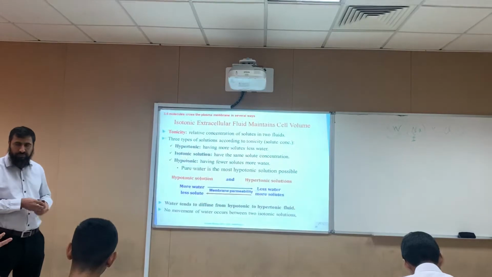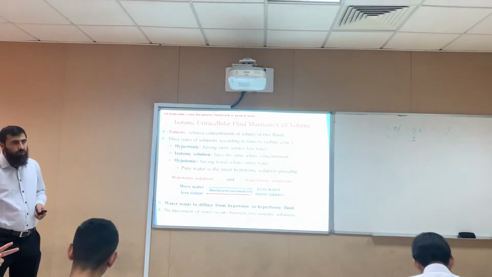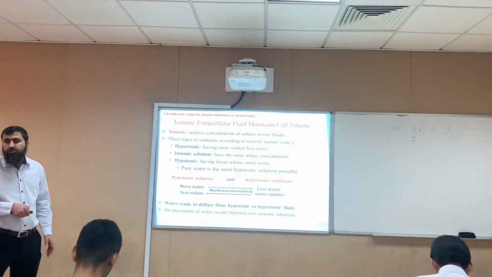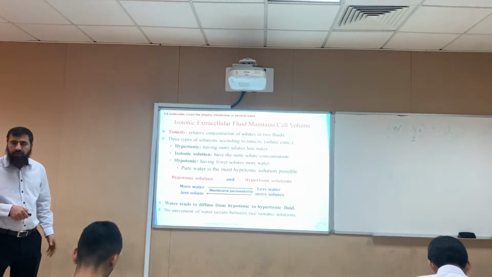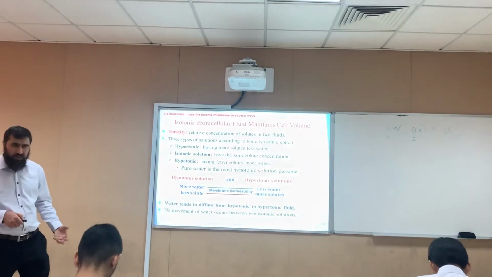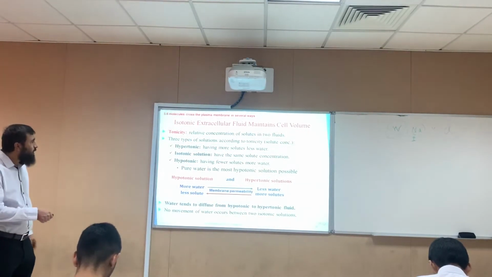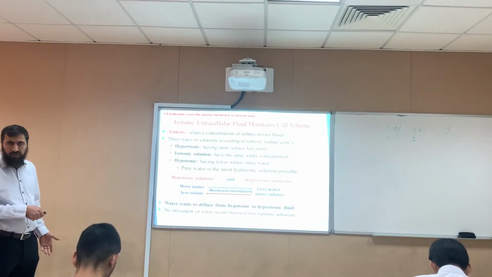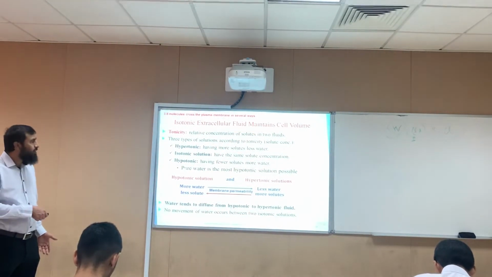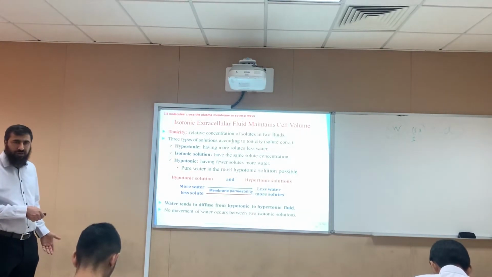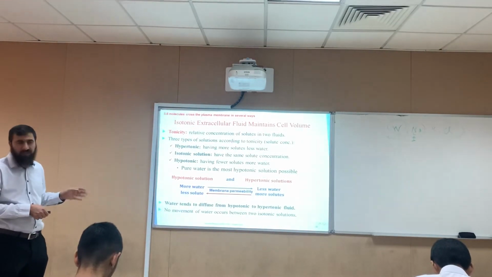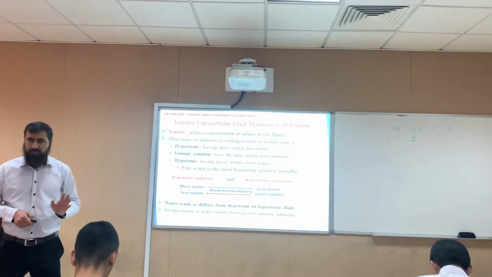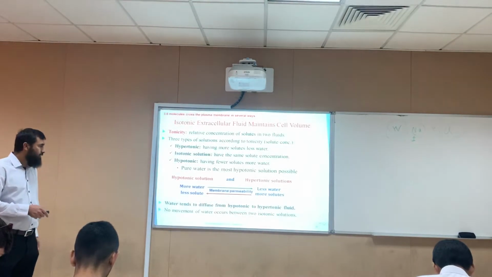Both of them, osmosis and tonicity, relate to the movement of water, but one is related to water and one to solute. Tonicity is talking about the concentrations: hypertonic has more solute, hypotonic has more water. This is just talking about the concentration of solutes, while osmosis is talking about the movement of water. Is that clear?